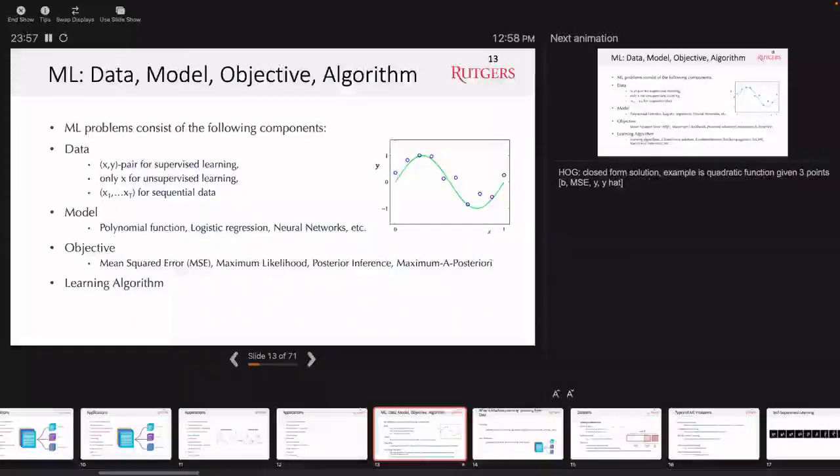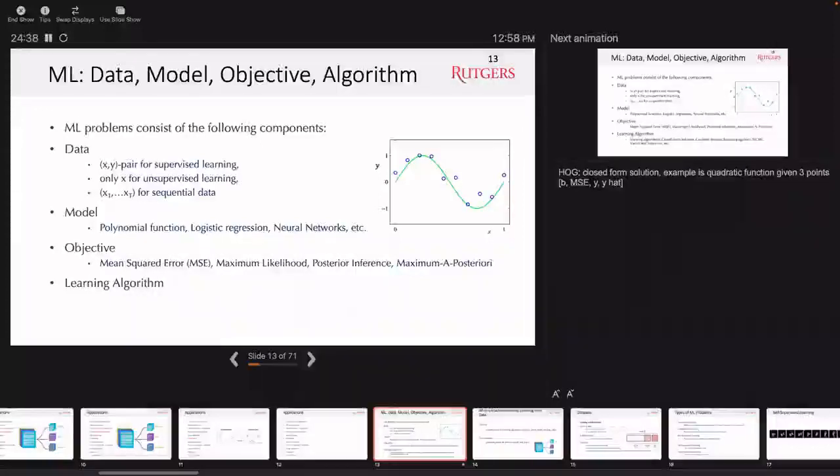Then the error that you have is the difference between the ground truth and your model prediction, and you square it. So this is the square error. But you have multiple data points. Therefore, this is just the error for the ith data point. Then you need to add up the square error for these 10 data points, and you take the mean. So this is mean square error.